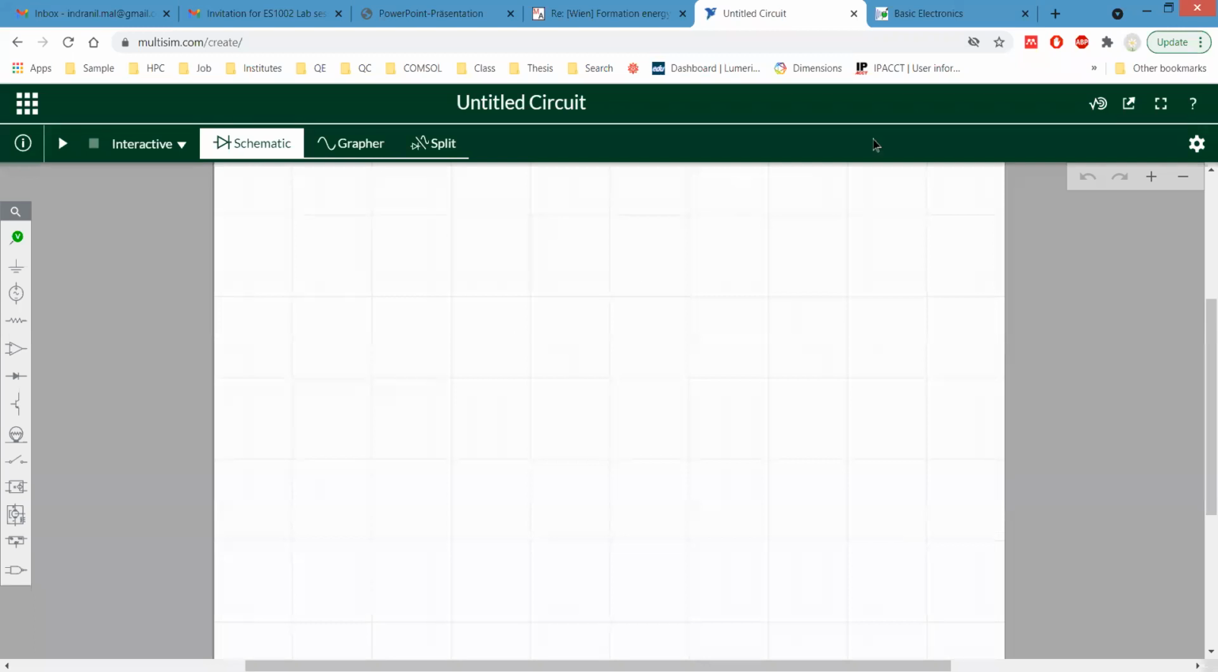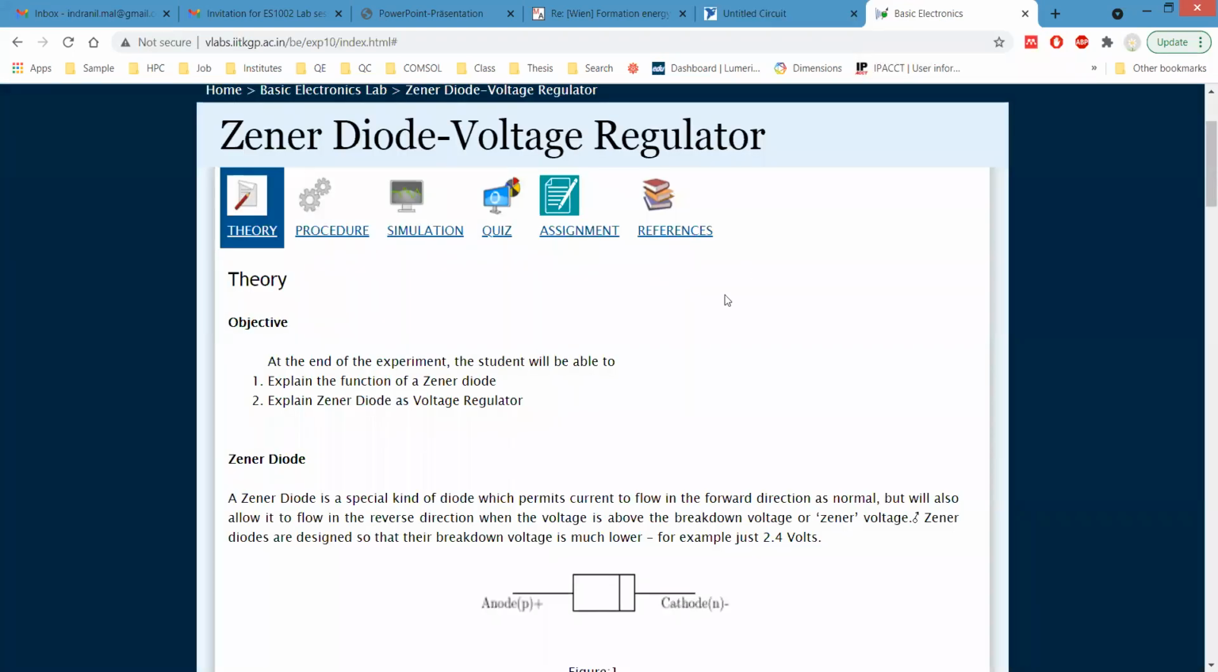I already introduced it to you. There we will try to draw this circuit, and you can explore it on your own. Okay. So I think all of you are familiar with the Zener diode, right?